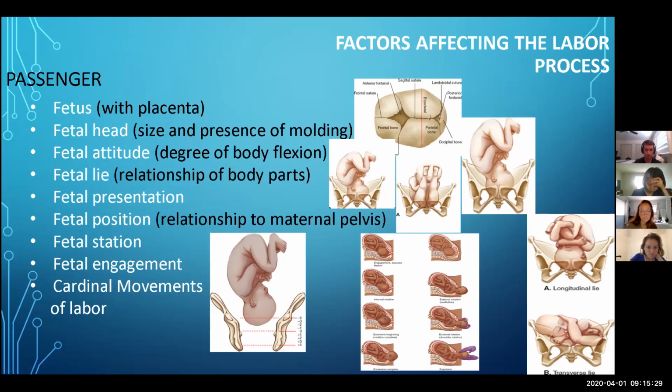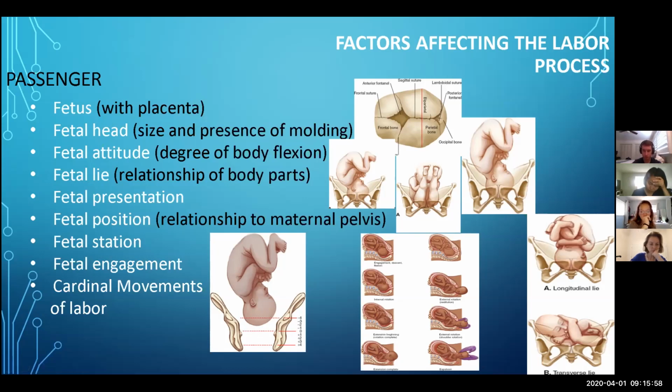Fetal engagement is determined by pelvic exam, like we were just discussing with fetal station as well. It signifies the entrance of the largest diameter of the fetal presenting part into the smallest diameter of that maternal pelvis. So your baby is said to be engaged when the presenting part reaches 0 station or level with those ischial spines. Again, right here, these bony prominences, 0 station, that would be engagement.